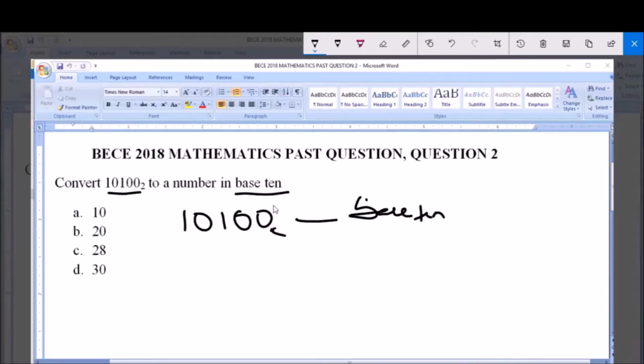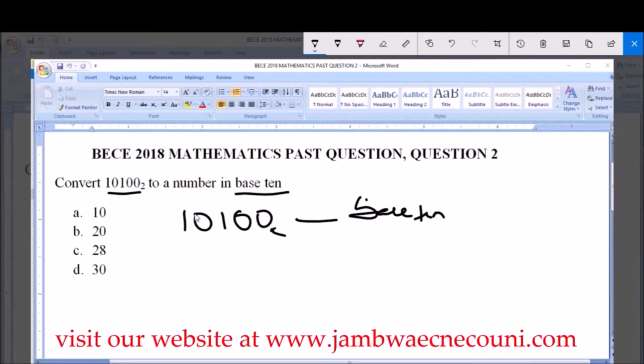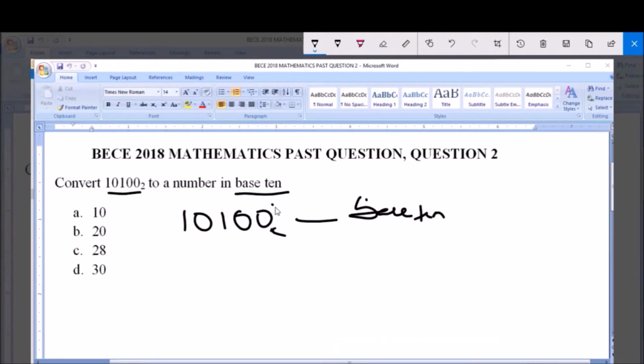Now when you want to give this power starting from 0, you start from your right hand side. You see this is our left hand side and this is our right hand side, so you start from your right hand side. And like I said, you start with 0. So the power here will be raised to the power of 0, then here raised to the power of 1, here will be raised to the power of 2, here 3, and here 4.